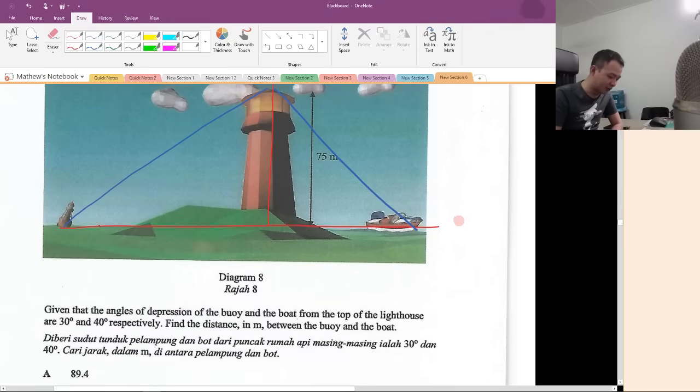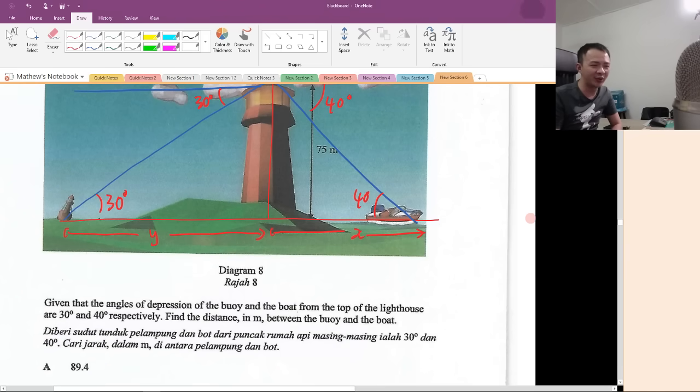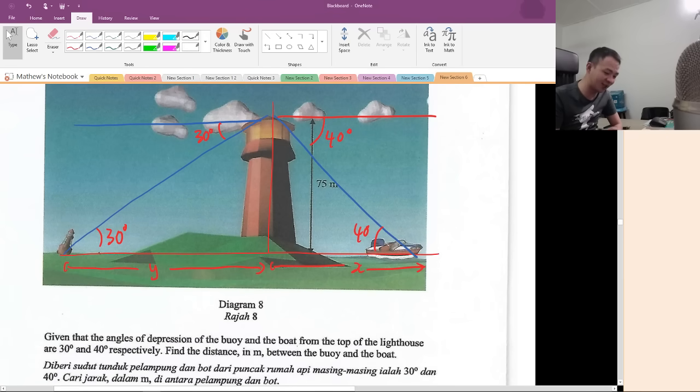Alright, so we have some information. The angle of depression from the buoy here, and this angle is basically the angle of depression from the lighthouse. This angle of depression is 30 degrees, and this angle of depression will be 40 degrees according to the question. So this is 30, and this one will be 40. The length between here and here I'm going to call X, and the length between here and here I'm going to call Y. What I'm doing here is I just need to solve the two triangles. So I solve the first one first.